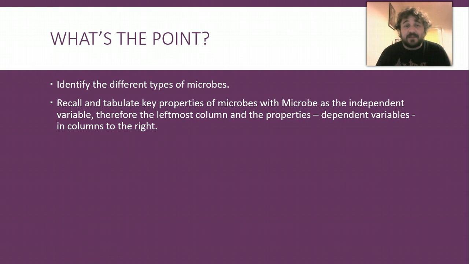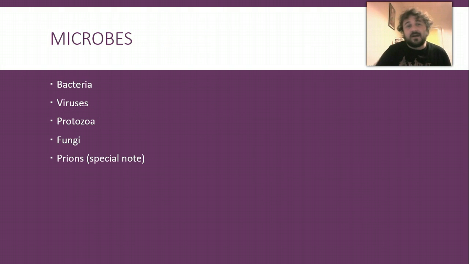So your microbe will be the independent variable. This means it'll be in the left-hand column, and all the properties to the right of that. All right. So these are the ones we're looking at. We're going to look at bacteria, viruses, protozoa, and I'm going to mention fungi. Now, no, not fungi, sorry. We're going to look at fungi in a bit more detail. I'm going to mention prions.